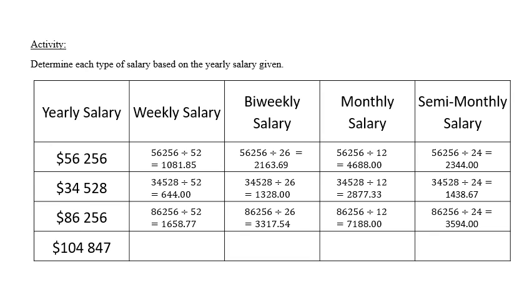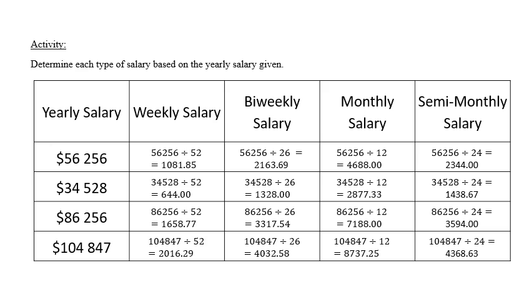Finally, if you make $104,847 a year, your weekly paycheck would be $2,016.29. Your biweekly paycheck would be $4,032.58. Your monthly paycheck would be $8,737.25. And your semi-monthly paycheck would be $4,368.63.